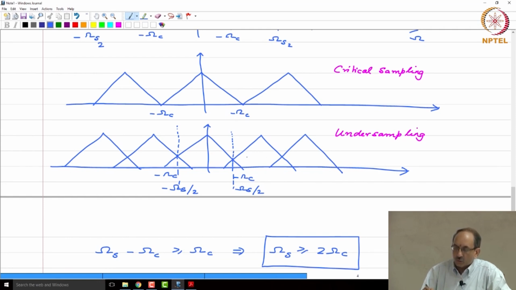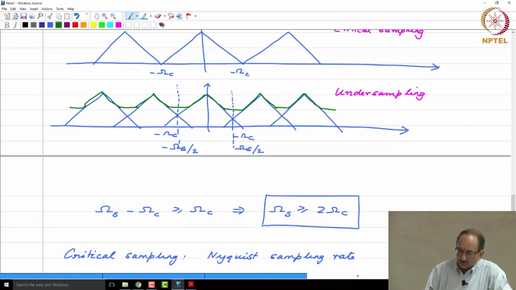And when these two things overlap, you produce distortion, and this is what is called aliasing, and hence the spectrum that you have is really this. So, this is the aliased spectrum. You cause distortion, and this distortion that is caused is called aliasing.